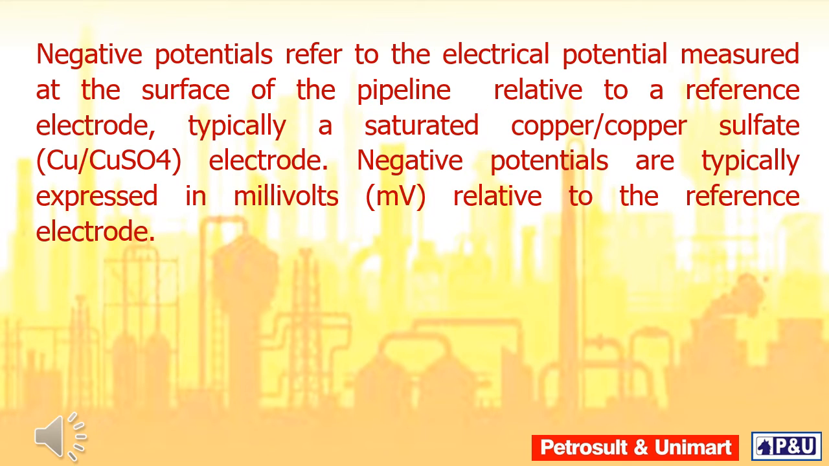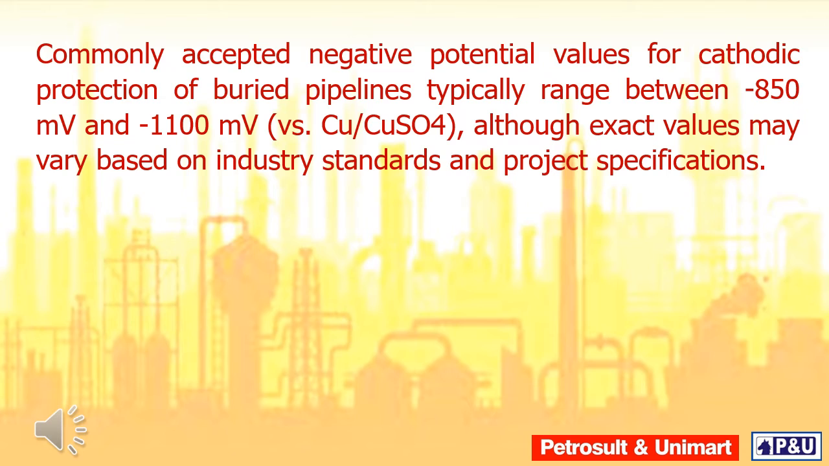Negative potentials refer to the electrical potential measured at the surface of the pipeline relative to a reference electrode, typically a saturated copper sulfate electrode. Negative potentials are typically expressed in millivolts, mV, relative to the reference electrode. Commonly accepted negative potential values for cathodic protection of buried pipelines typically range between -850 mV and -1100 mV versus copper sulfate, although exact values may vary based on industry standards and project specifications.